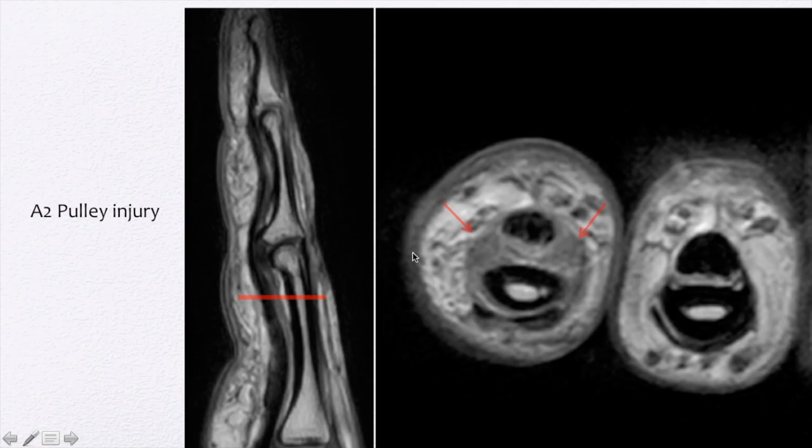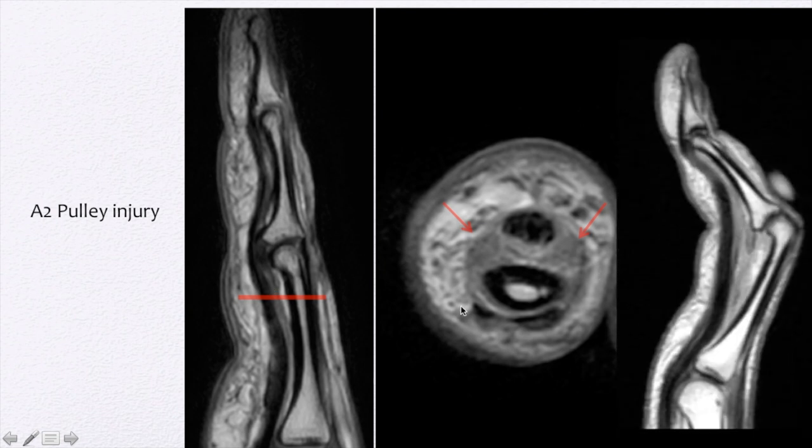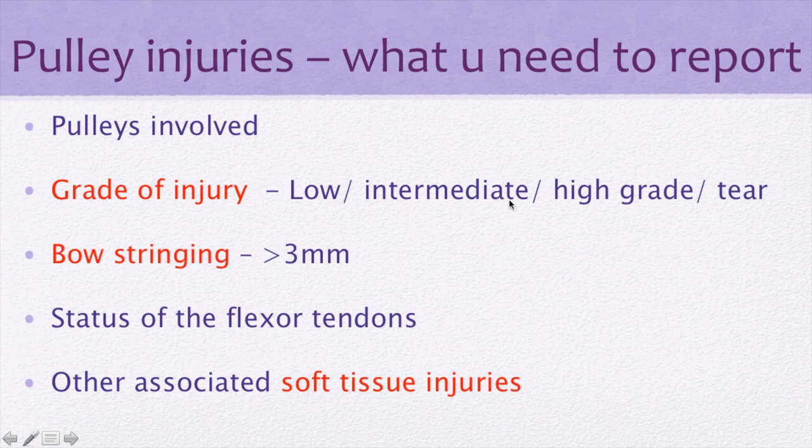Now in this patient, there was an isolated A2 pulley injury where the pulley was not completely torn, but it had a high grade injury, and what you see is that there is minimal increase in gap between the bone and the tendon, and there is no bowstringing. Against the previous patient, where you can see that the gap is much larger, and this is nothing but bowstringing. So you need to mention the pulleys which are involved, what grade of injury it is, whether there is bowstringing or not, the status of the flexor tendons themselves, and what are the other associated soft tissue injuries.